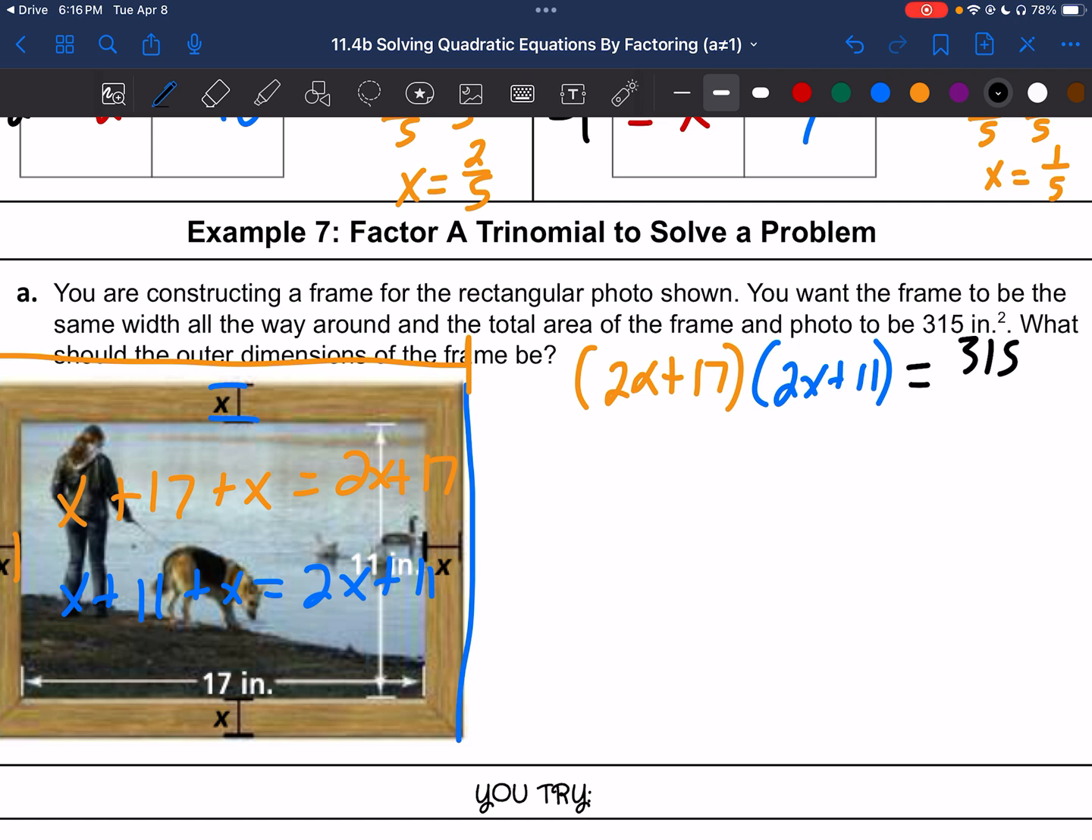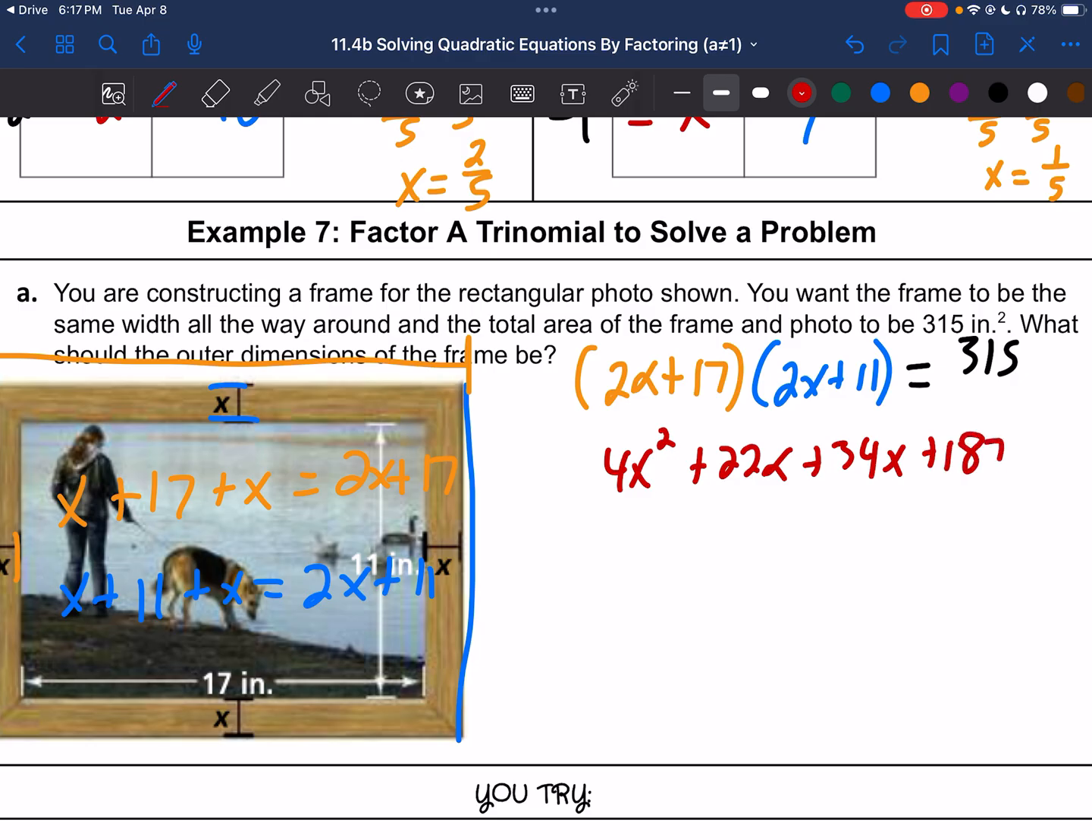So we need to work with this, and the first thing we need to do is FOIL. So 2x times 2x is 4x squared. 2x times 11x is plus 22x. 17 times 2x is plus 34x. And 17 times 11 is plus 187.